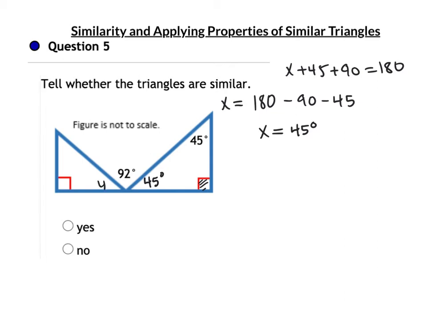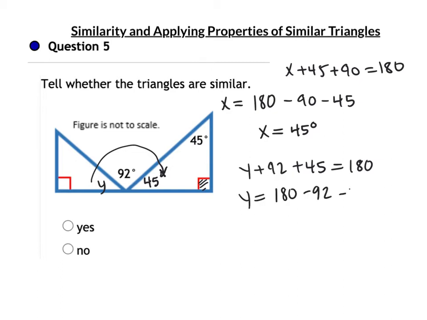Now I could find this one. I'll call it Y. I know that that's 180 degrees. And Y plus 92 plus 45 equals 180. Or I could just take 180 minus 92 minus 45. And Y is 43 degrees. So let's erase that Y and put in 43 degrees.